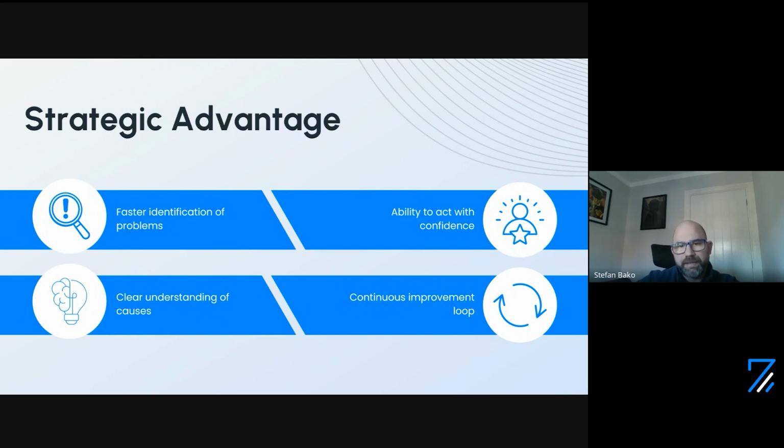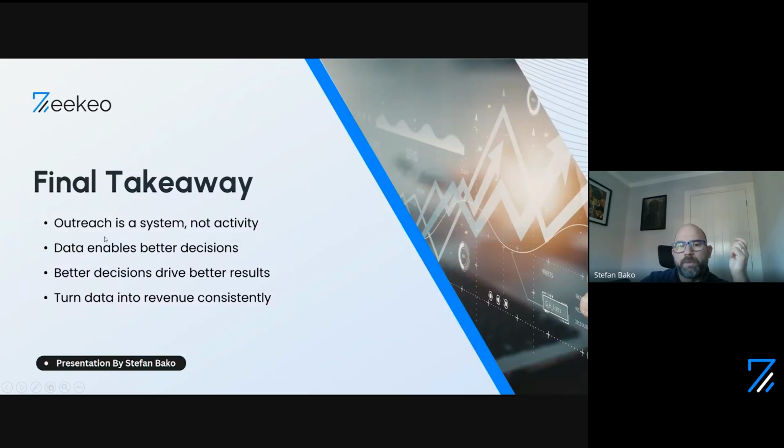So at the end of the day, outreach success is not about doing more. It's about understanding more. When you understand what works and why, you can scale the right things and eliminate the wrong ones. That's how you turn outreach into a predictable revenue engine.